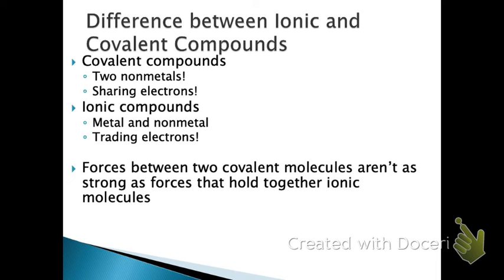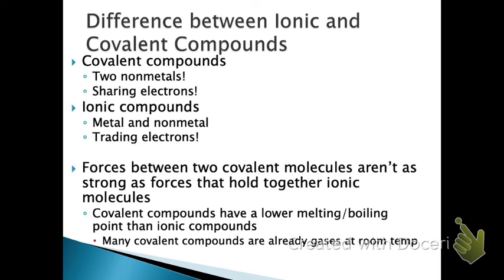Okay, so it doesn't work for all of them, but for the most part, we see covalent compounds have a lower melting and boiling point than ionic compounds. And most of our covalent compounds are already gases at room temperature.